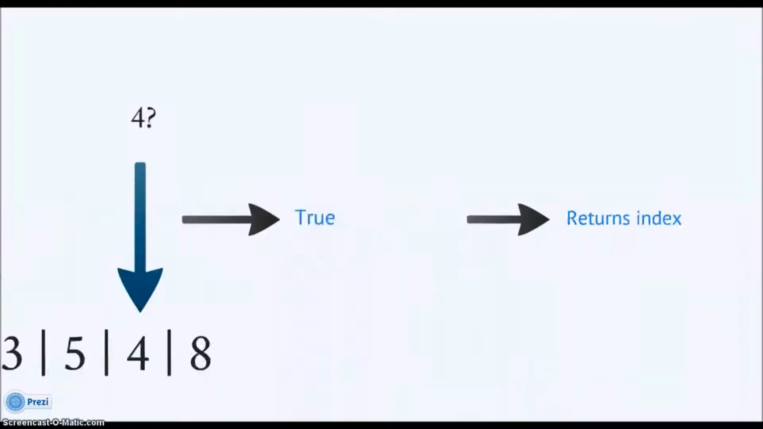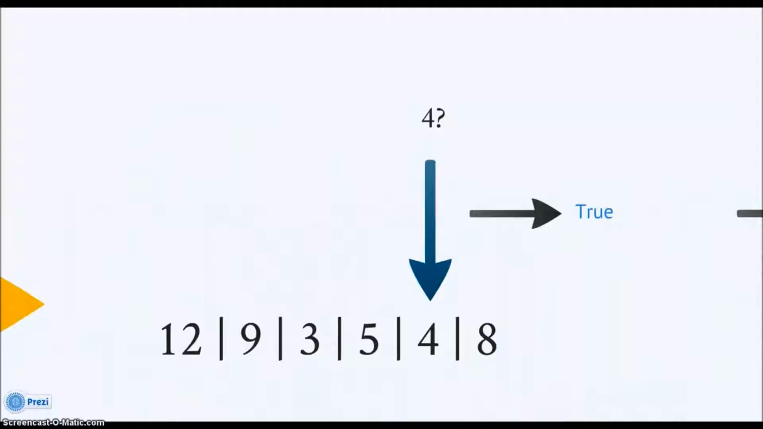But should the algorithm reach the end of the index without finding its target element, the algorithm will return a -1 as the index number.